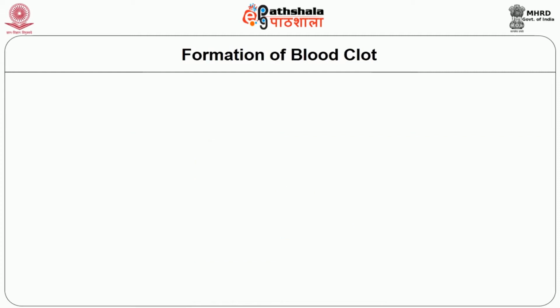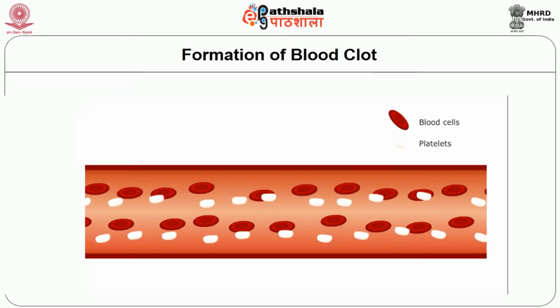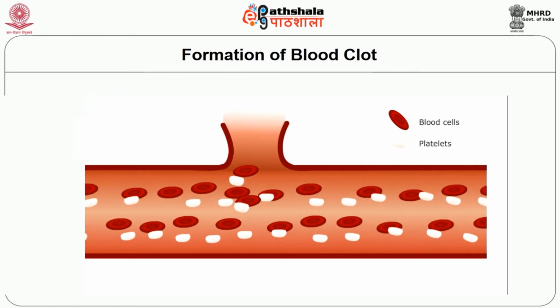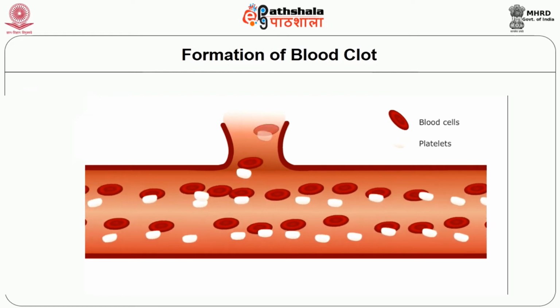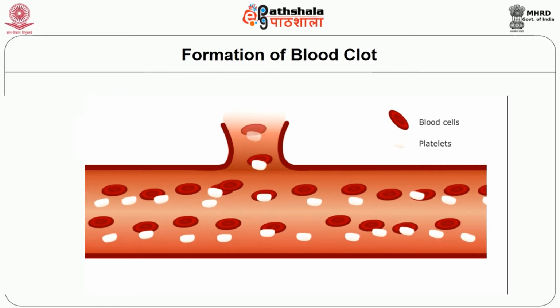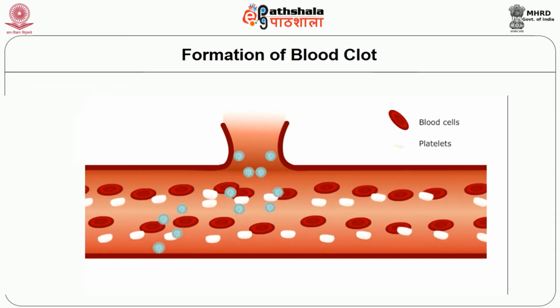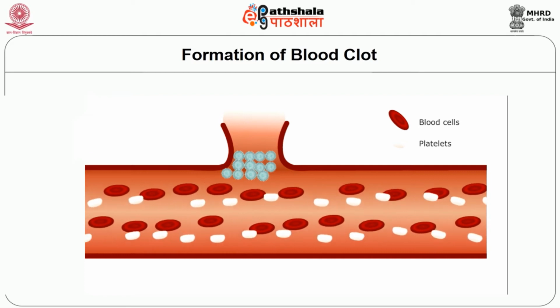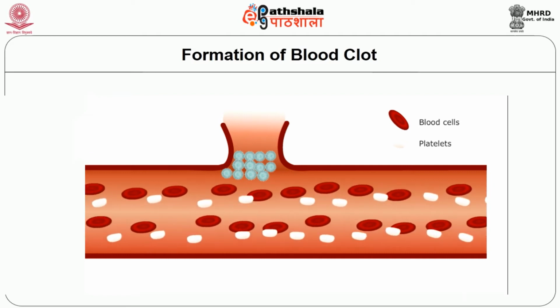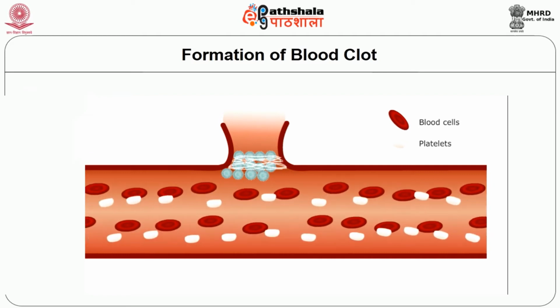So, now the second step involved in hemostasis is the formation of a blood clot. We first saw that the platelets will form a plug. Next, that is not sufficient for the bleeding to stop. You need to have a solid clot there for the bleeding to stop. So, we need to know how a blood clot forms.